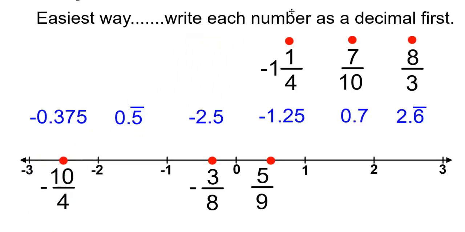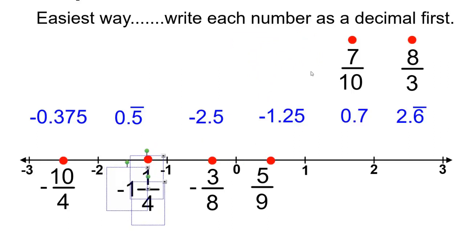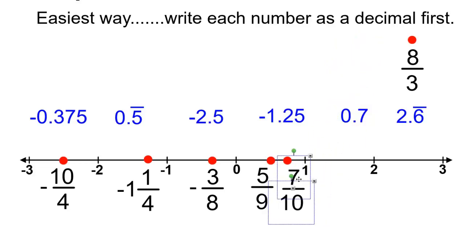For negative 1 1/4, that'll go 1/4 of the way between negative 1 and negative 2. Seven tenths would be about 3/4 of the way between 0 and 1. And 2.6 repeating would be just over halfway between 2 and 3.